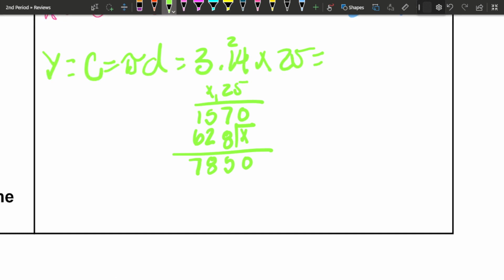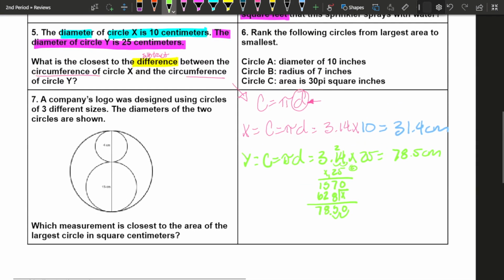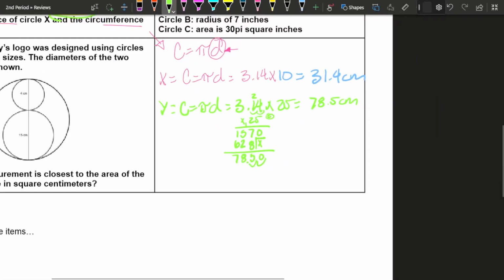How many decimal places do I have in the top? Anything on the bottom? No. So right here, 78.5. 78.5, and this is what? Centimeters. But the question was to do what? Subtract. So we're going to subtract these two numbers to find the difference.